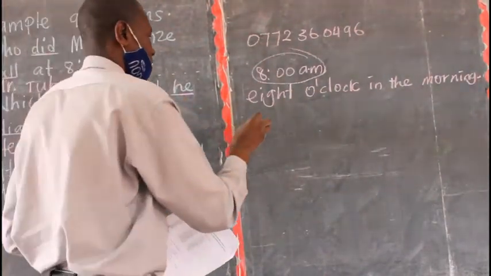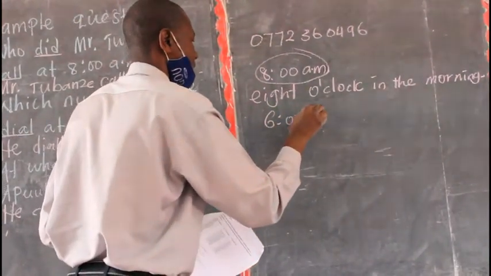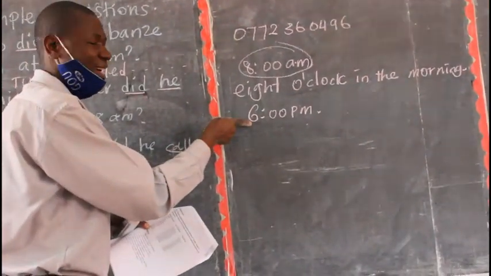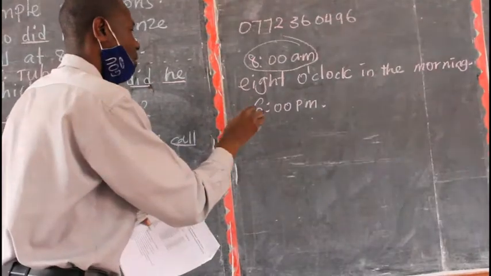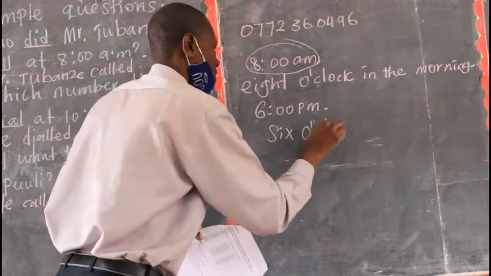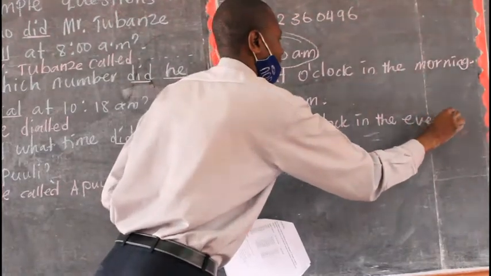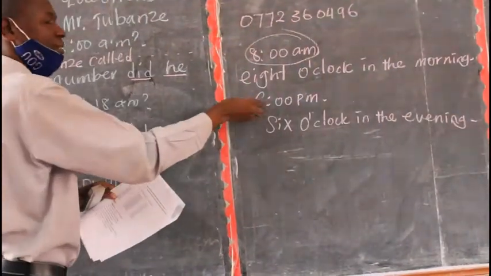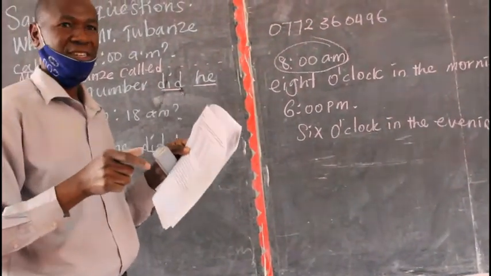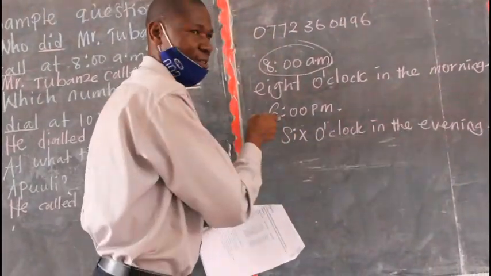If it is 6 p.m., then they ask you, at what time did he call Apoli? Then that means you are going to say, he called Apoli at 6 o'clock in the evening. Because this is evening time. When it is 6, we always greet good evening. That is evening time. So we will say 6 o'clock in the evening.